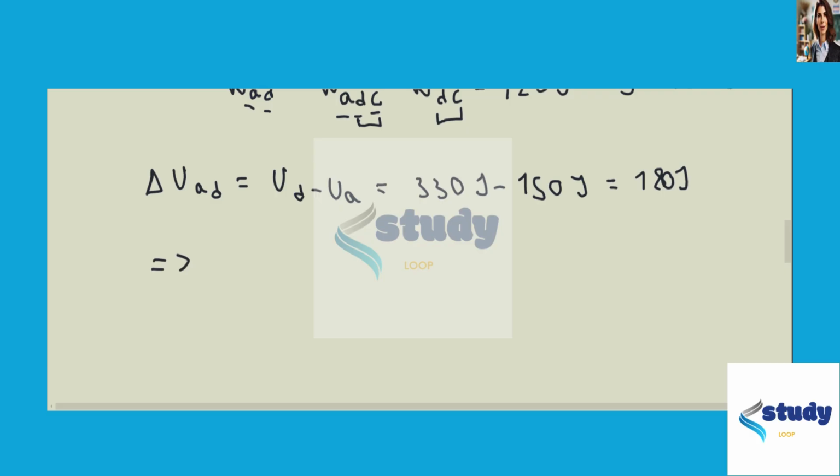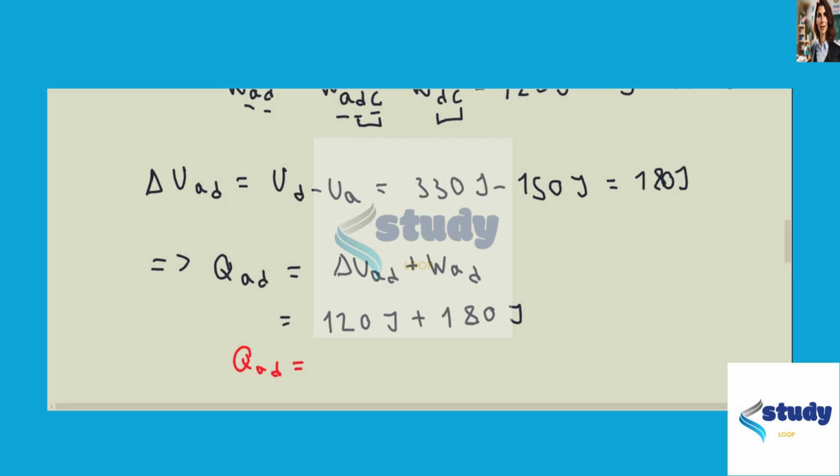So finally, the heat corresponding to this part of the process is Q AD equals delta U AD plus W AD. Substituting the obtained values, we have 120 joules plus 180 joules. And the final value is therefore 300 joules of energy in heat.